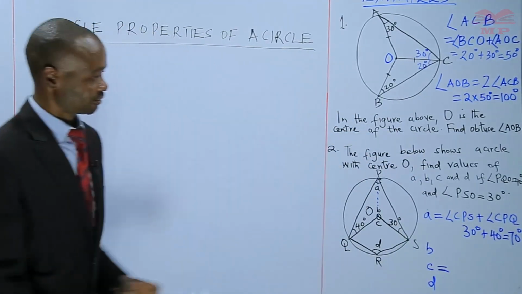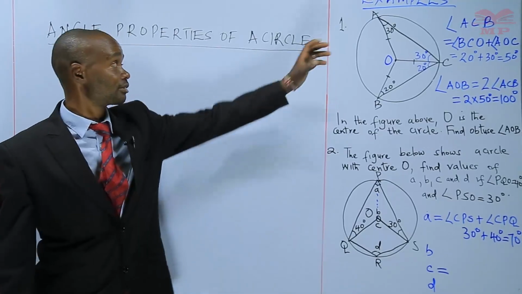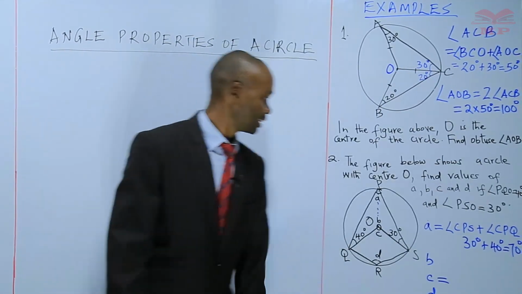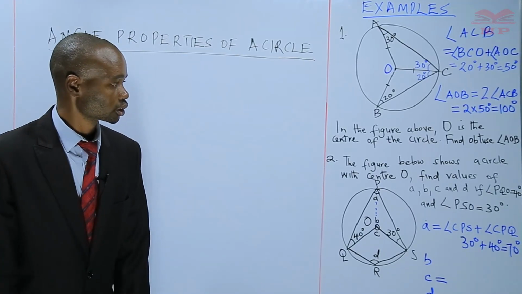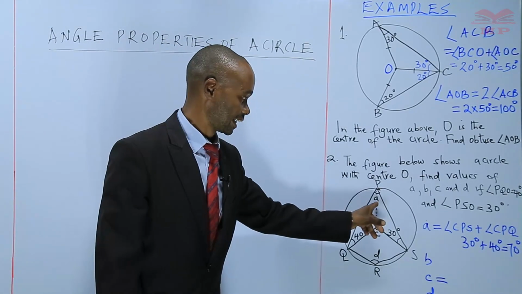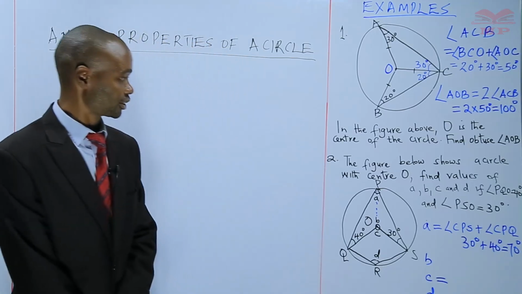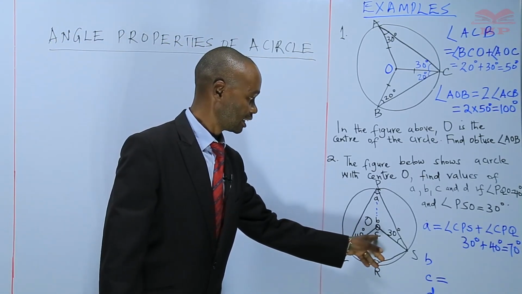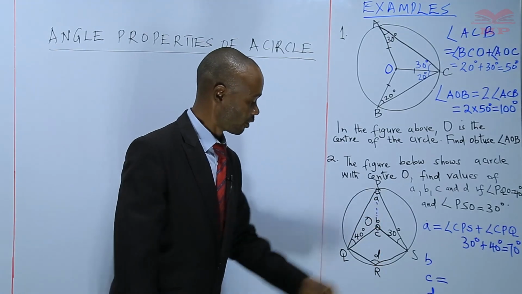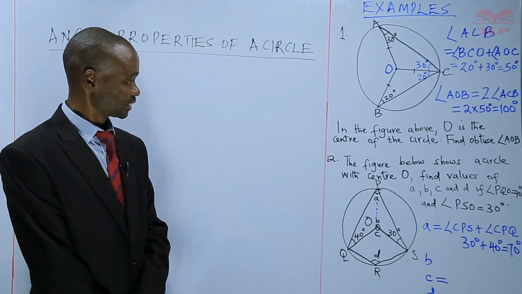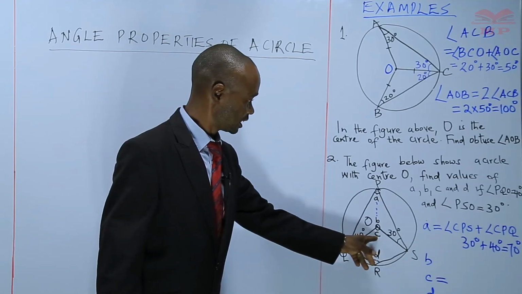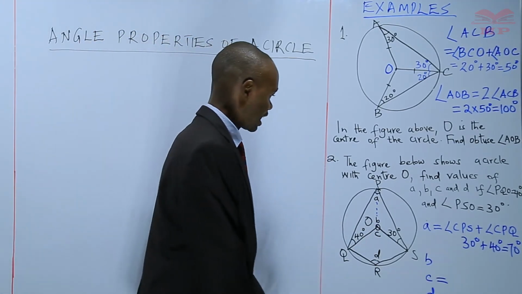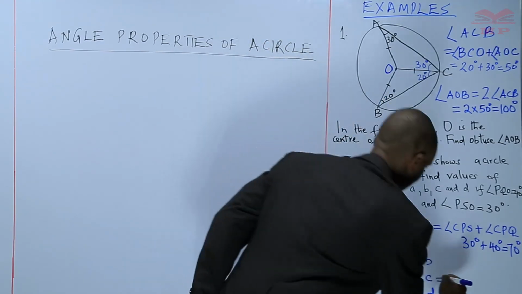From the first concept, which I said when we are solving the first one, the angle at the center is twice the angle at the circumference. So the first angle we've got, A, is the angle at the circumference, and C is the angle at the center. So A is a half of C, isn't it? A is a half of C, and C is twice A.